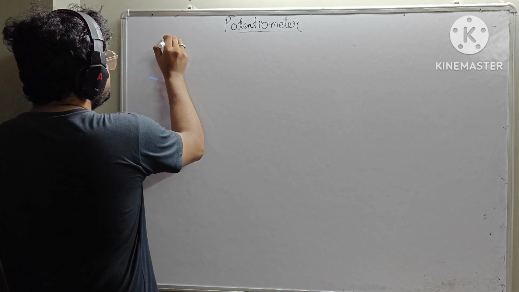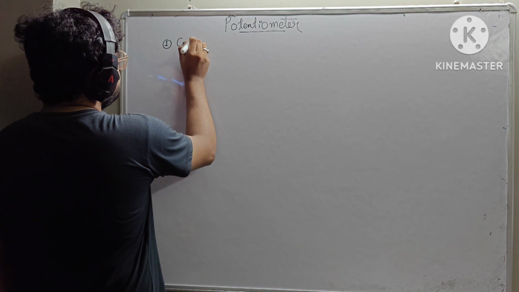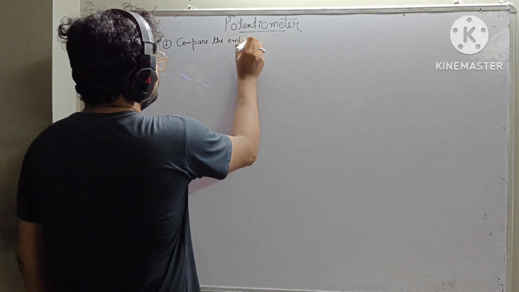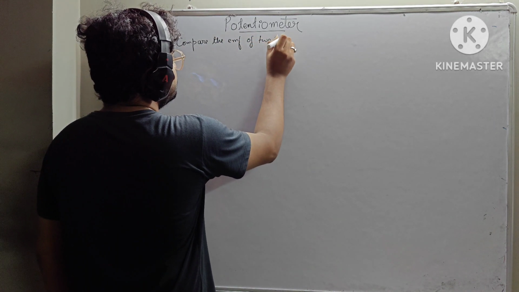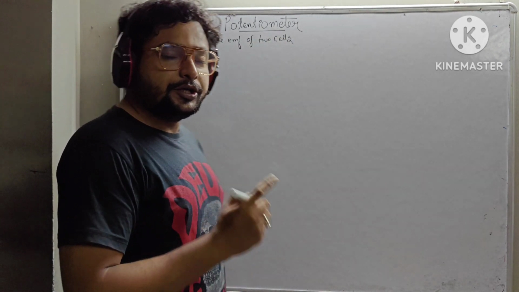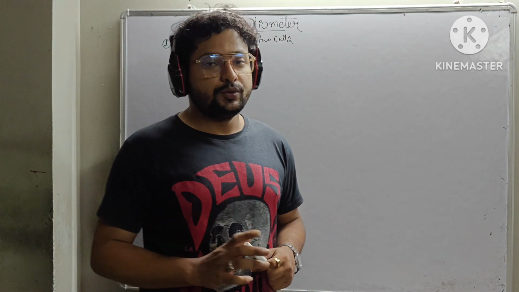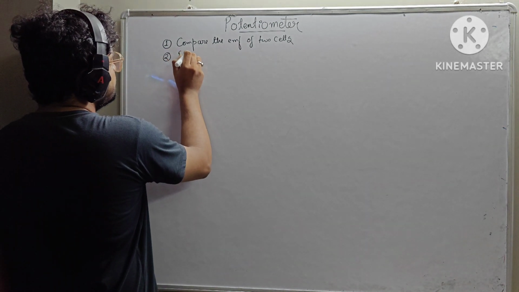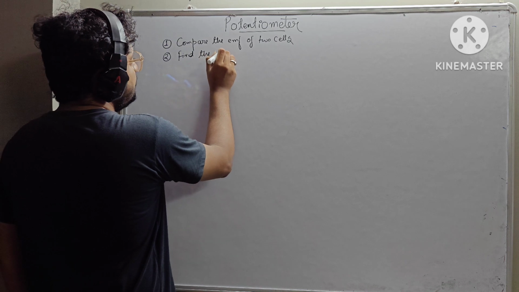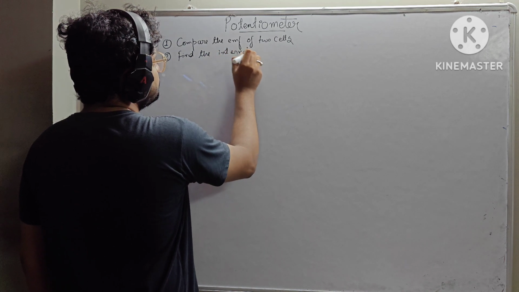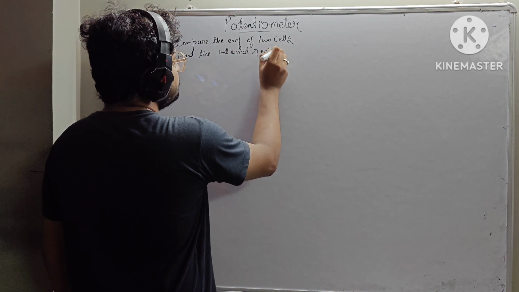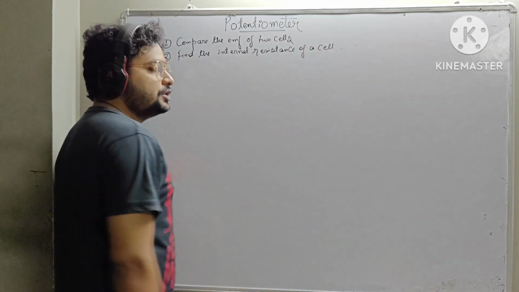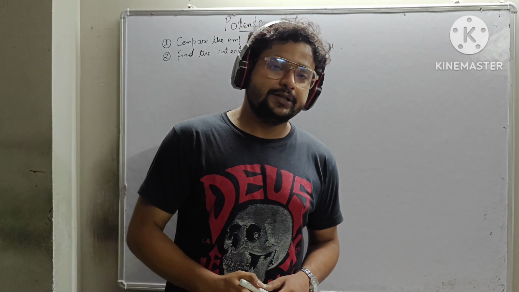Number one, a potentiometer is used to compare the EMF of two cells. And second, by using a potentiometer we can find the internal resistance of a cell. So these are the two uses which we are going to discuss today.